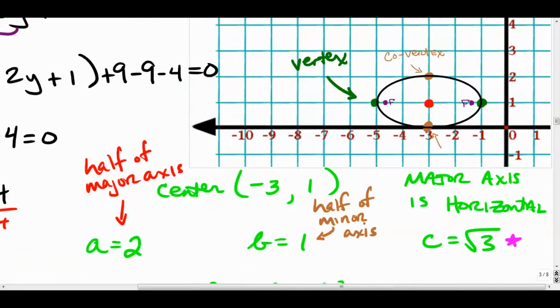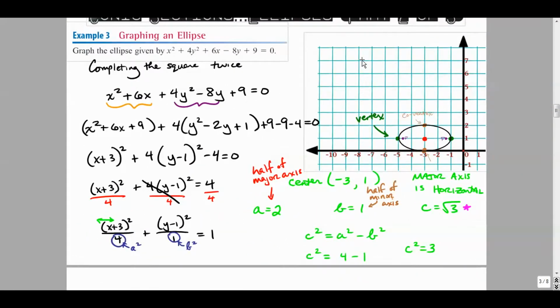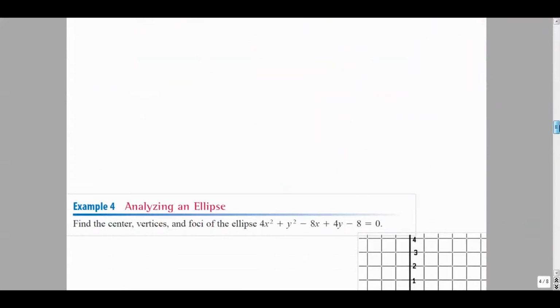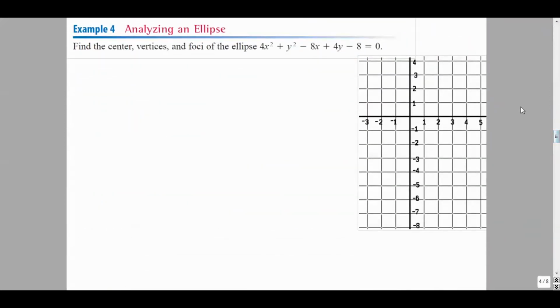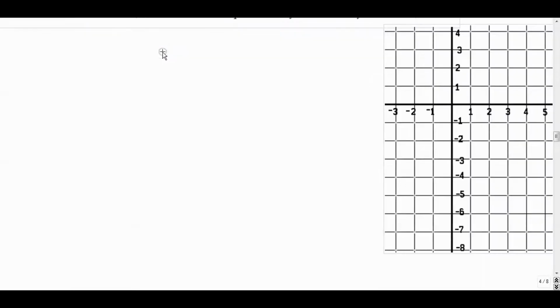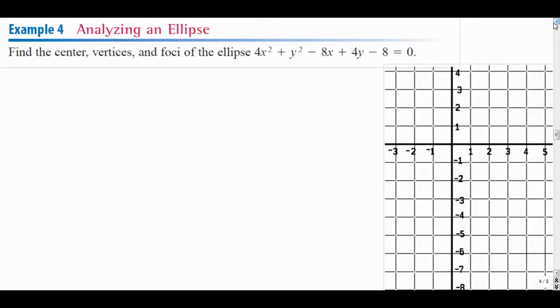Let's move on to the next example here. Example 4. Example 4, we're going to analyze the ellipse, and what that means is find the center, the vertices, the foci, and graph this thing. So let's do this. If you want to pause it and give it a shot, you can. If not, that's okay too. Like I said, I'm going to follow this example up with a few other points and then allow you to actually practice 4 on your own.